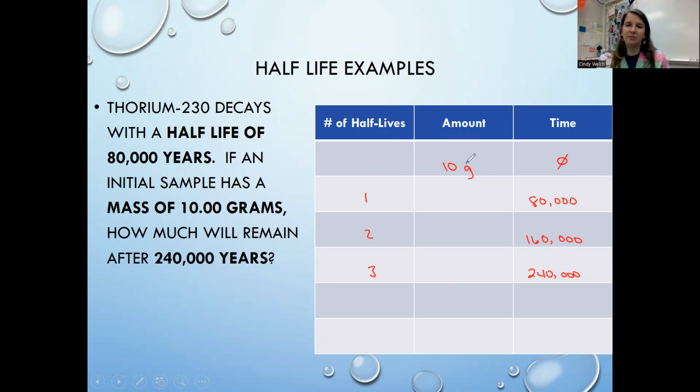So in order to see how much is left after 240,000 years, I'm going to decay my sample in half until I get to this box right here. So I'm going to divide it by 2. That's 5 grams. I'm going to divide it by 2. I get 2.5 grams. I'm going to divide it by 2 and I get 1.25 grams. And that's how much I have left.